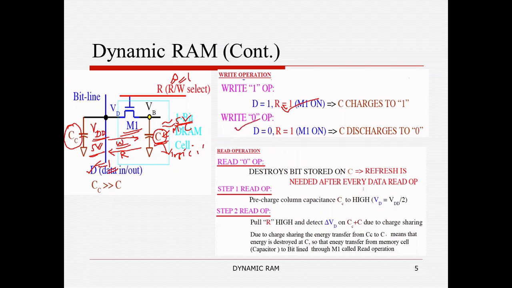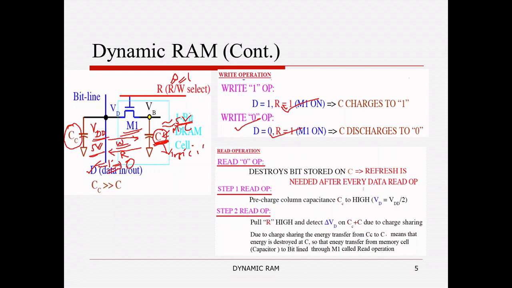And for the write 0 operation, the initial voltage across the capacitor will be approximately equal to 5 volt. Since the data input is equal to 0, the capacitor starts to discharge. It means that the amount of energy stored in the capacitor decreases. So this is called a write 0 operation.